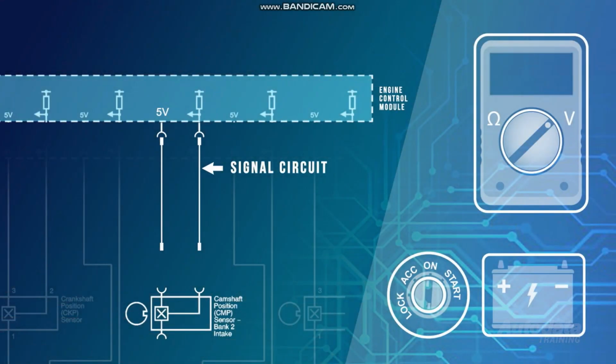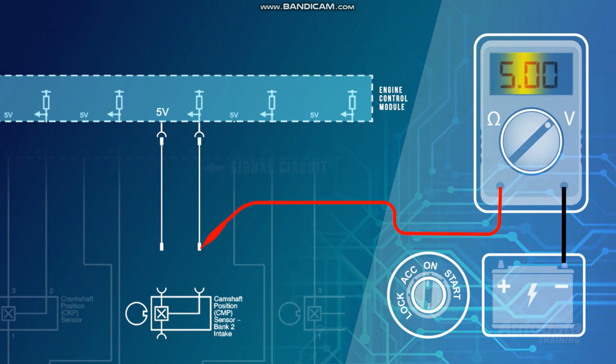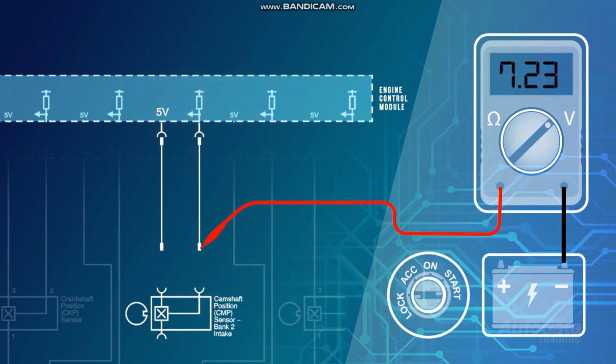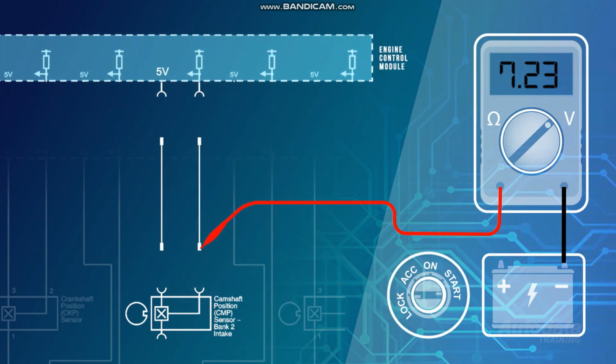With the sensor disconnected and ignition on, place the black lead on battery negative and the red on the signal terminal. 5 volts should be displayed. Any substantial increase would be considered a short to voltage. Turn the ignition off and disconnect the ECM harness connector. Turn the ignition back on and observe the meter. If the value remains unchanged, the short has been localized to this section of harness.